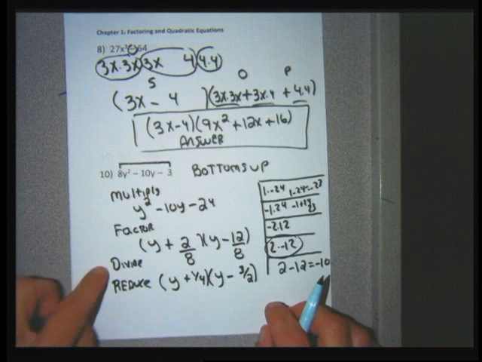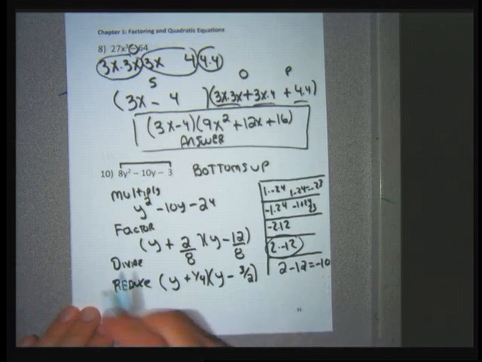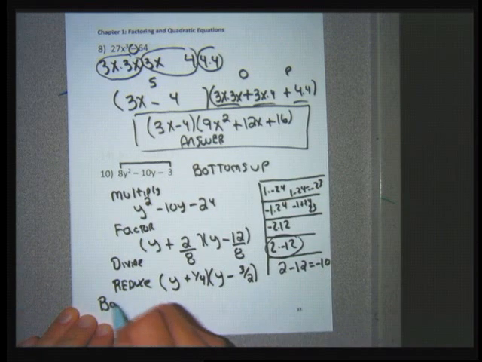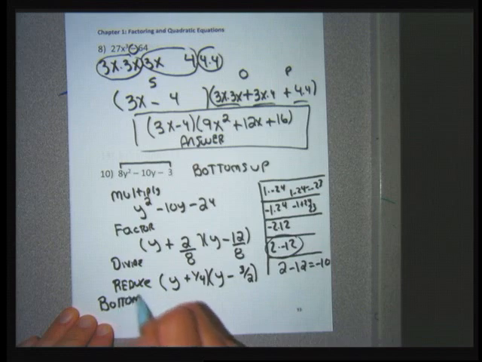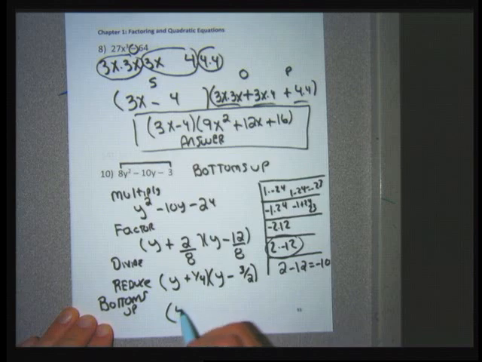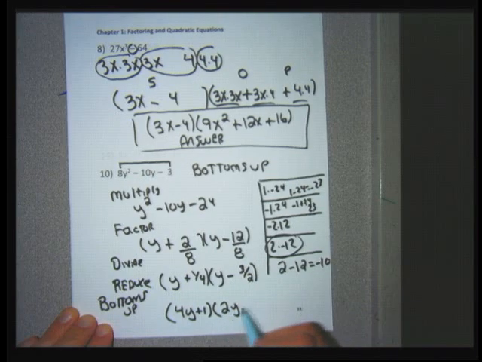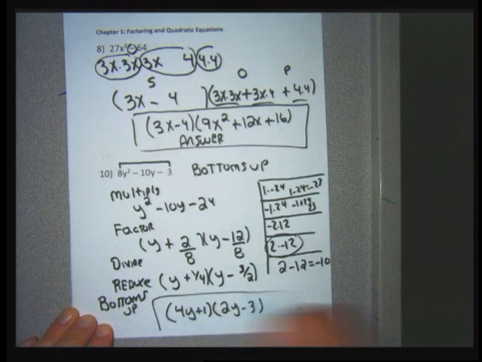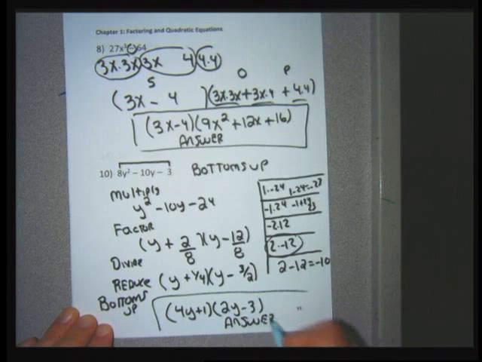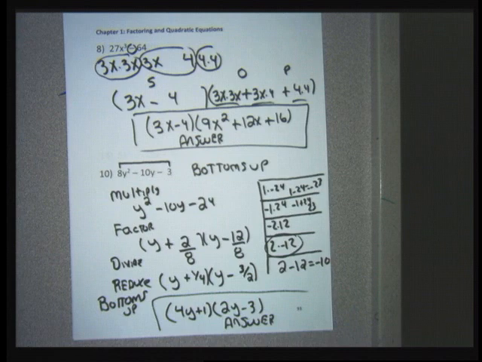So I've done the divide and the reduce part, and now I'm going to finish off and get my answer by doing the bottoms up part. First parentheses, the 4 I'll bring up in front of the y, and it'll turn into a 4y plus 1. Second parentheses, I bring the 2 in front of the y, and I'm left with a 2y minus 3. I could FOIL this to check to see my answer is correct, but I'm pretty sure it's correct. Let me just FOIL it in my head. 8. It's right.